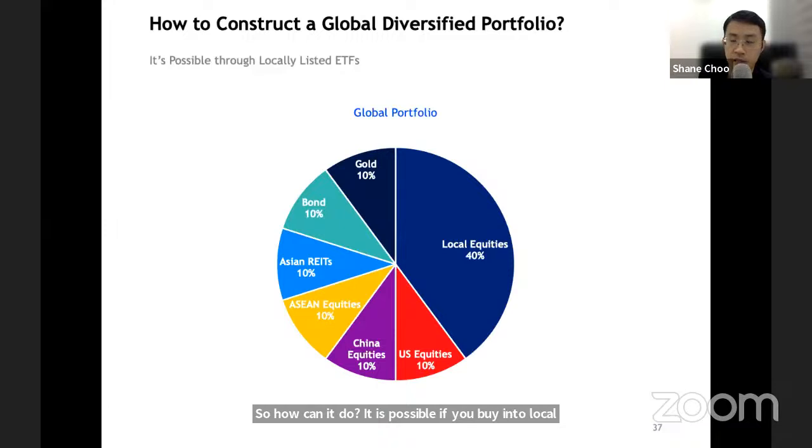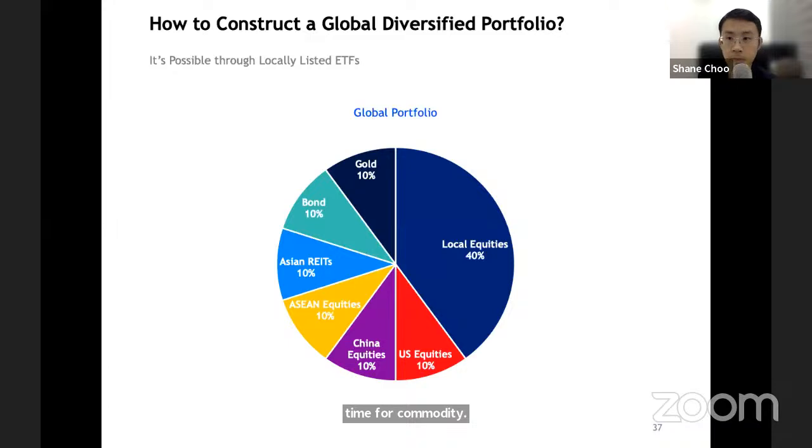So there are ETFs that give you exposure to the US market, ETFs that give you exposure to the Chinese market, ETFs that give you exposure to other asset classes, for example bonds, for example gold, right? So this is just a sample portfolio. Let's say 40% of the portfolio is earmarked for local equities, 10% for American equities, 10% for Chinese equities, 10% for ASEAN equities, 10% for Asian REITs, 10% for bonds, and 10% for commodities. So for instance, this is how you want to build your portfolio.